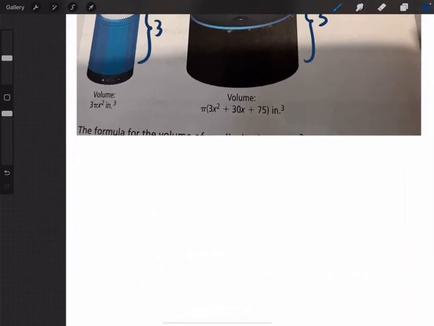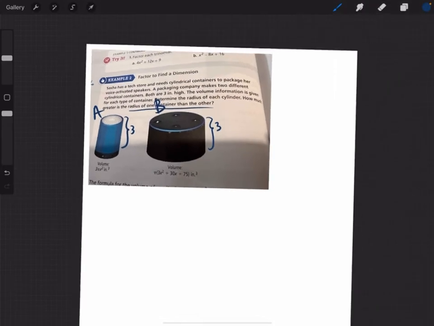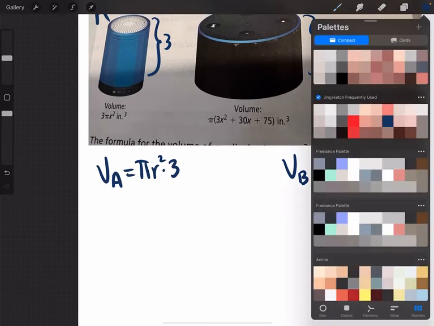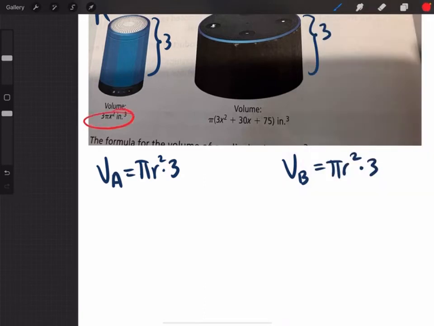So that we know, let's call this cylinder A, and that's cylinder B, okay? So volume of cylinder A, the volume formula is pi r squared h. And just so we know, the h is already established, is 3. And then volume of B is the same thing, just with different radius. So the height is still the same. And right now we want to do substitution because here's the volume that's already given to us with that cylinder, and this is the volume of that cylinder. So substituting in, got 3 pi x squared equals pi radius squared times 3.